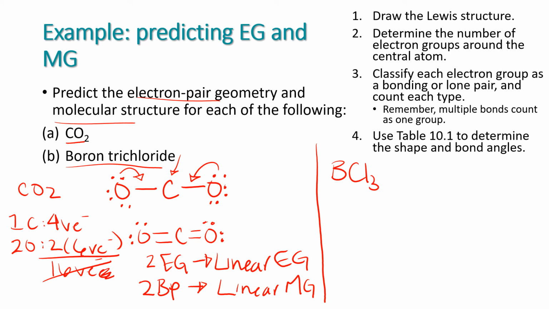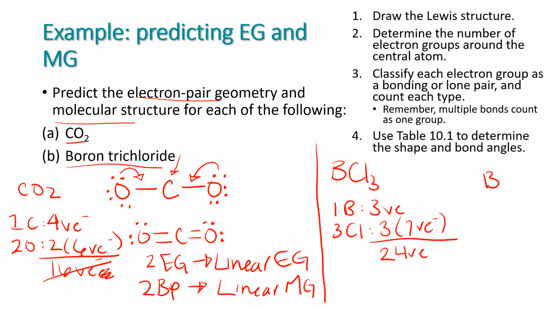And then for boron trichloride, I kind of brought up some naming, testing if you know how to convert names to formulas. So boron trichloride, we have 1 boron, that's 3 valence electrons, and then we have 3 chlorines, we have 3 times 7 valence electrons. So 21 plus 3, that's 24. So boron is going to be our central, and then we're going to start off with single bonds to those chlorines.